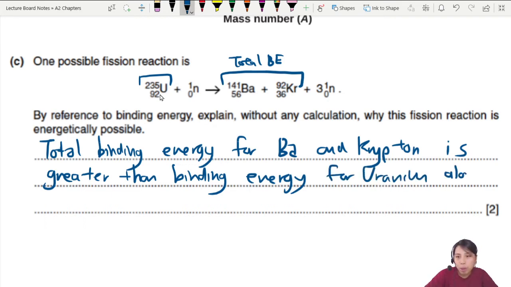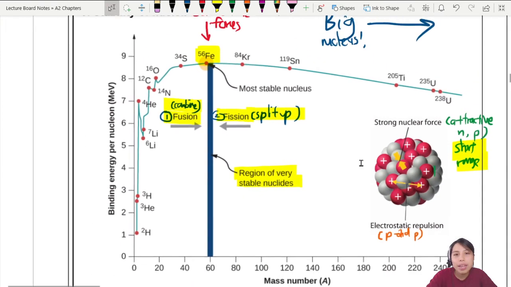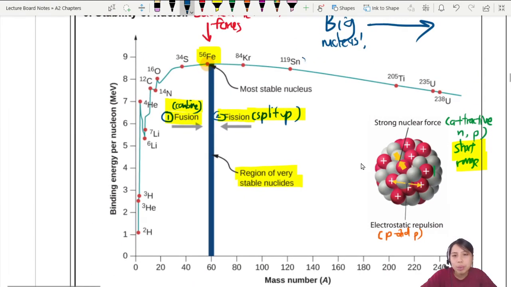And that's why it's possible to have this reaction happen. So barium and krypton are somewhere along this side, but uranium is here. So of course you can have some kind of reaction that allows it to split up and become more stable, with a higher binding energy. Right? So that's how we can check if it's energetically possible or not.